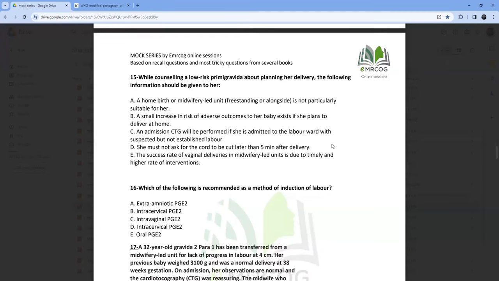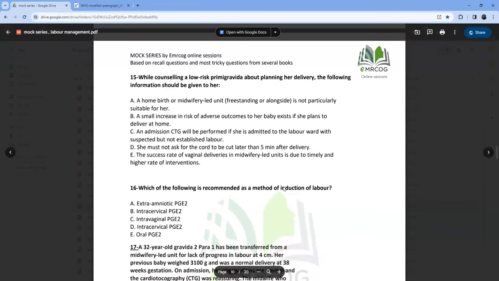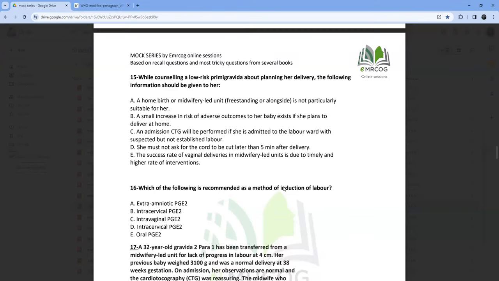No. Okay, so which one are you going to give her? The piece of information that, based on the guideline, small increase risk in the adverse outcome to her baby exists if she delivers at home. Right? Good.